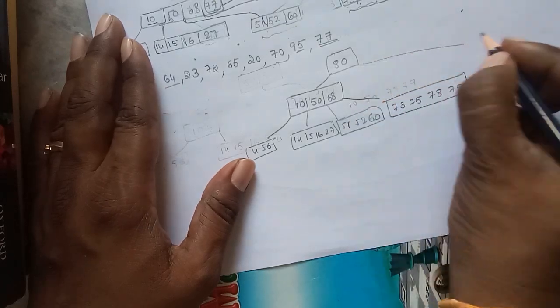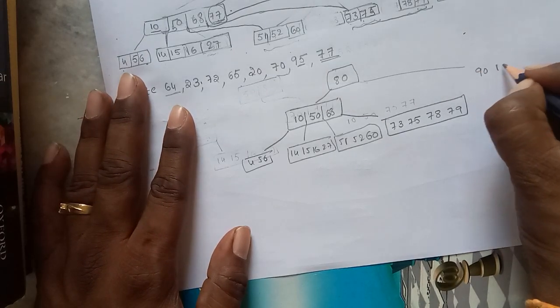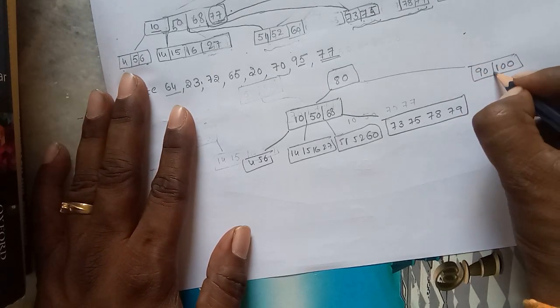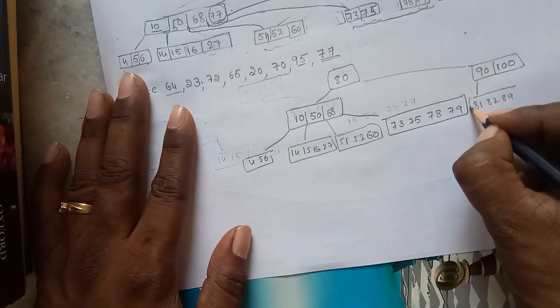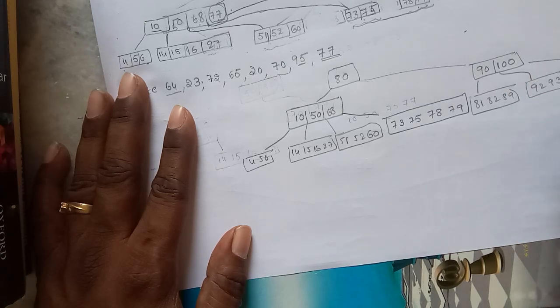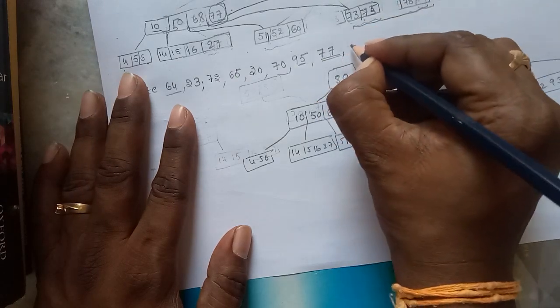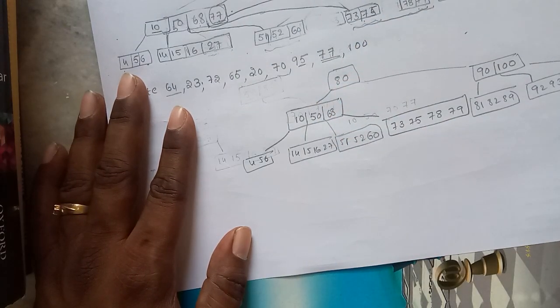That tree. So for 80, the right side is as it is. Right side is 90, 100. And this one 81, 82, 89, 92, 93, 110, 111. Suppose we remove 100 also, after 77, remove 100 also.